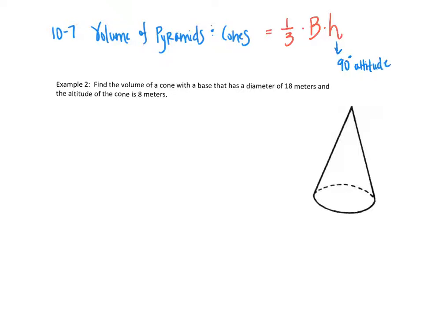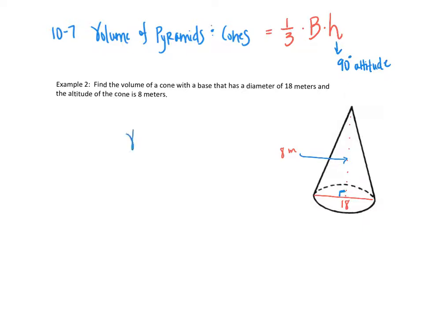So let's look at finding the volume of a cone. It tells us that our diameter is 18, so I'm going to label that. And it tells us that the altitude, so this one is not really to scale, but the altitude is 8 meters. And so that's, of course, at a 90-degree angle.